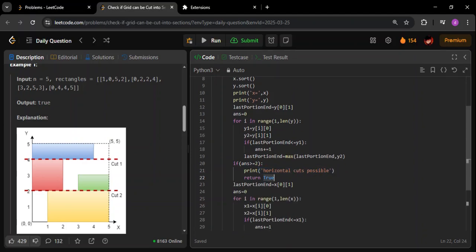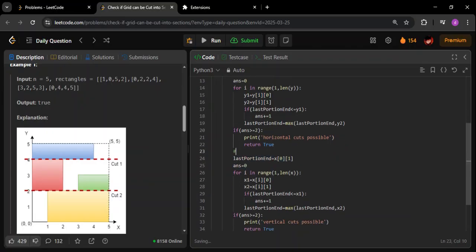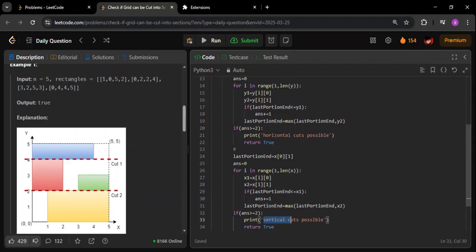If this is not the case, if this is not true, again the same thing we are doing. We initialize it exactly the same way we initialized it here, but this portion is totally for x. Okay, this portion is for checking the possibility of a vertical cut. Okay, vertical cut possibility, and the earlier code was for a horizontal cut possibility. Okay, so that is the way it is being done.